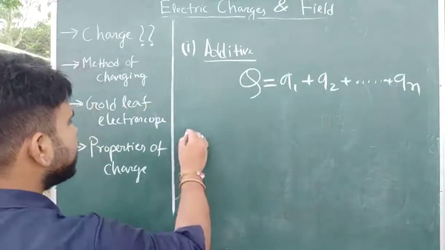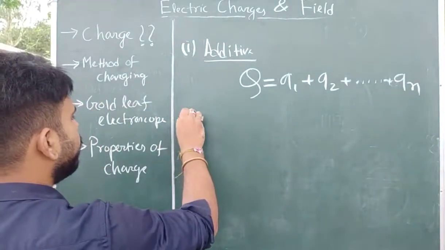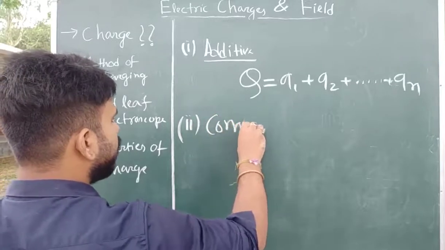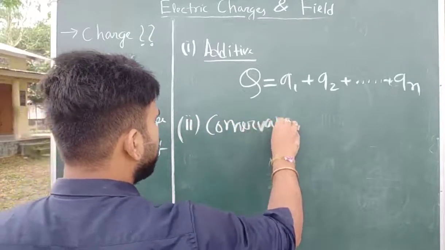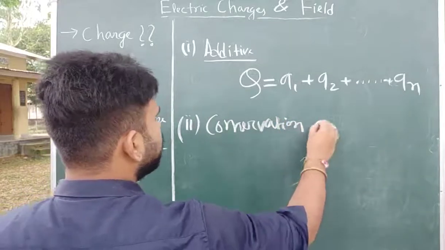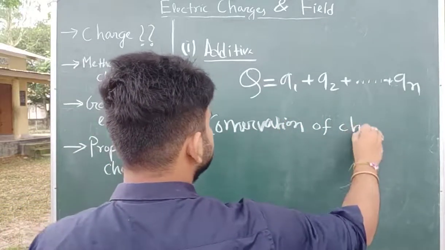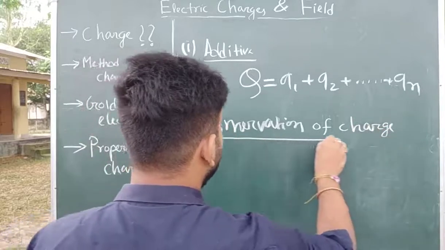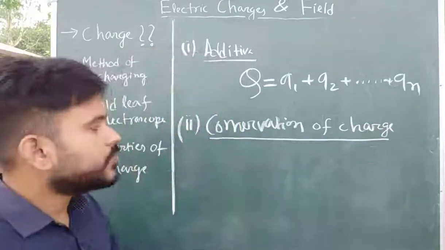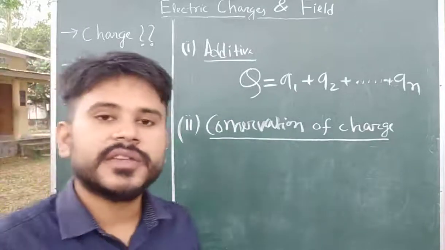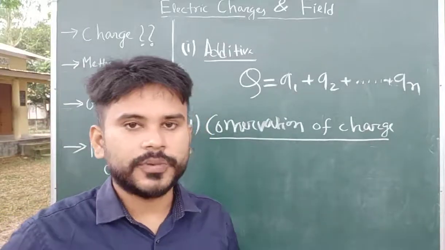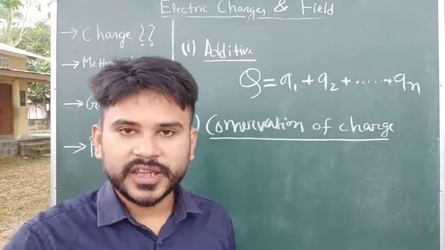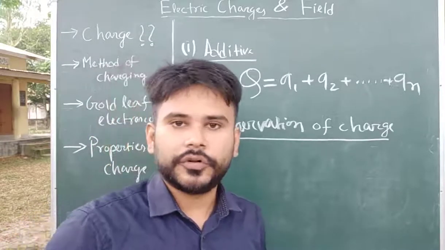Then our next property is conservation of charge. This property tells us that charge can never be created nor destroyed. For example, we cannot create an electron or destroy an electron.